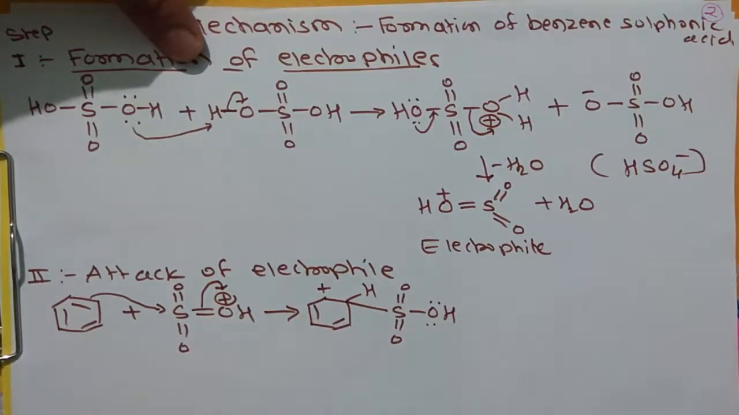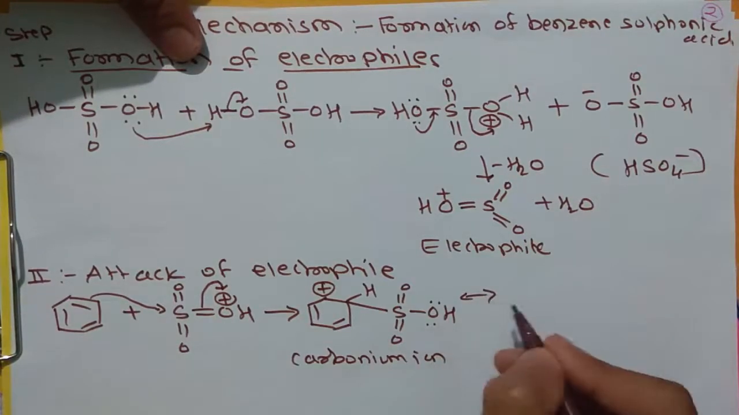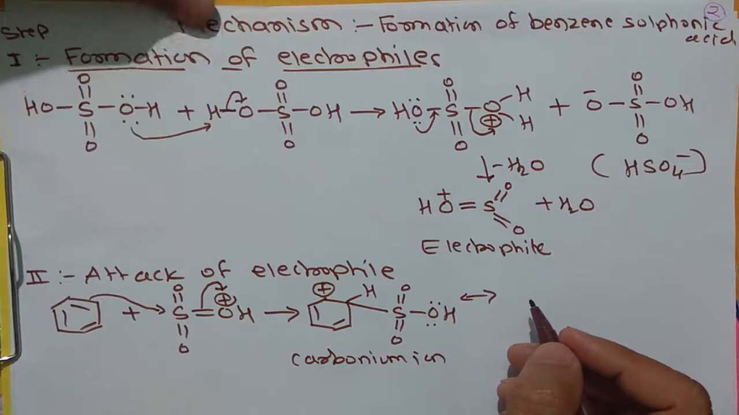This is a double bond, this is a double bond, and this is the formation of the carbonium ion. It is called a carbonium ion, and this carbonium ion can be stabilized by using resonance structures.